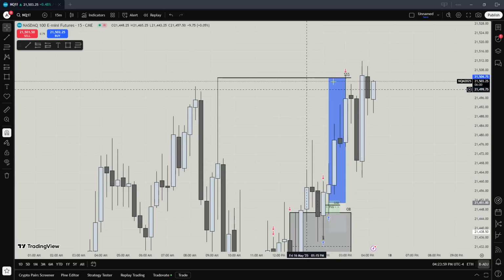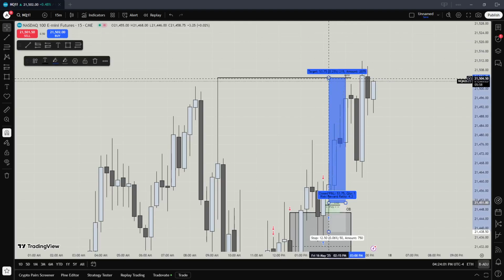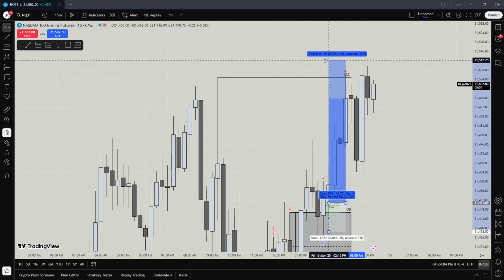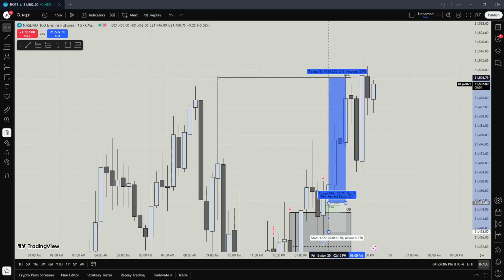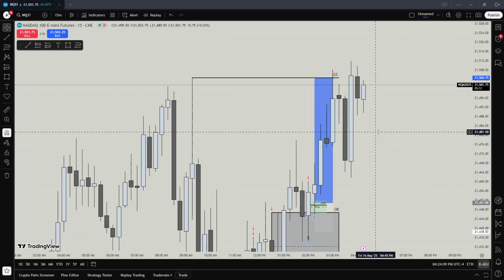But if I wouldn't have got out here and would have tried to squeeze more out, how much could we have got? 245, so it wouldn't have been too much more anyway. So that's nice. Basically top ticked it.